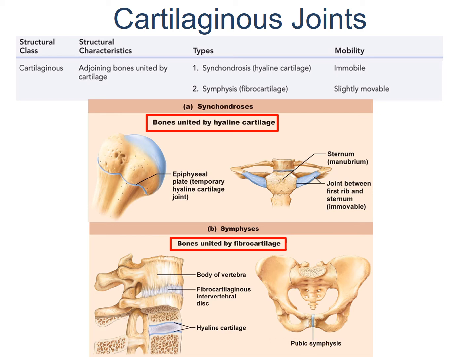If you're looking at the picture really closely, you notice that the intervertebral disc appears to be labeled as hyaline cartilage. That is not a typo. There is a thin amount of hyaline cartilage above and below the intervertebral disc, and they're just pointing that out in this picture. But the bulk of the intervertebral disc is fibrocartilage, so this is a symphysis, okay?